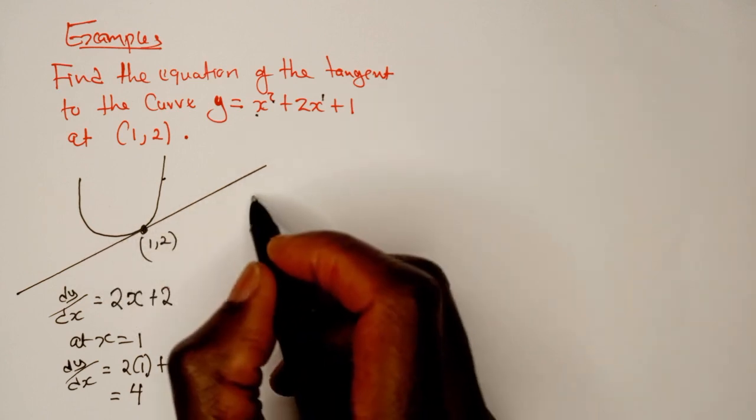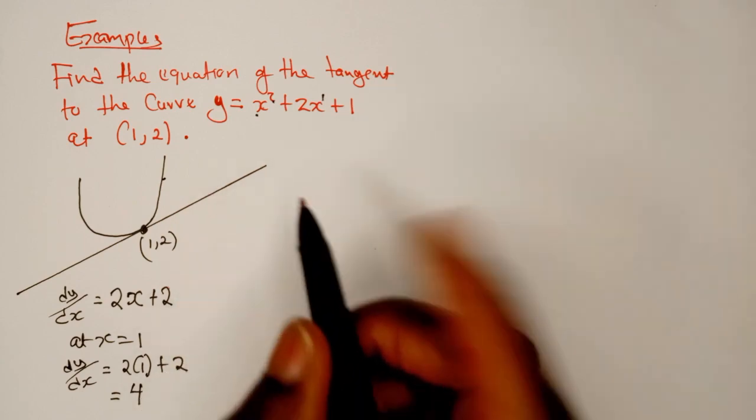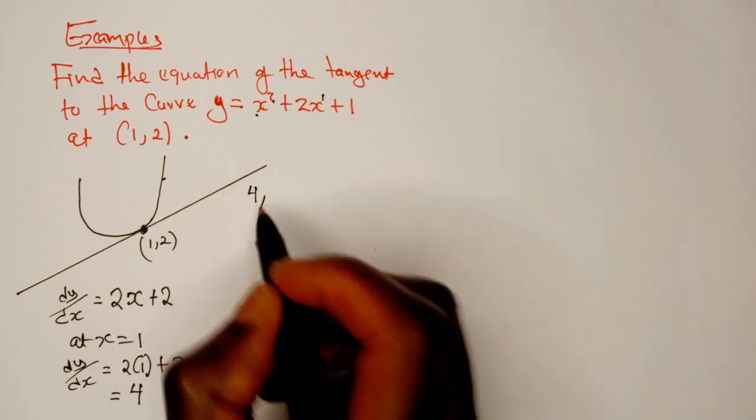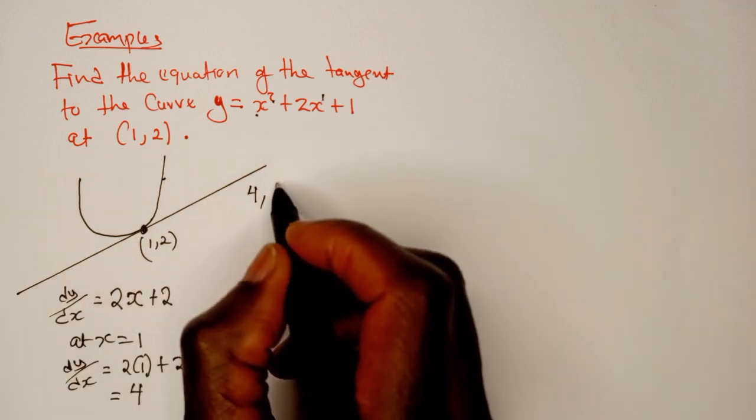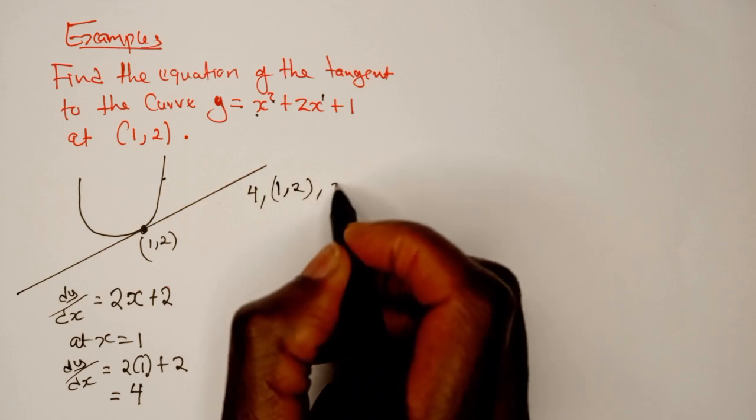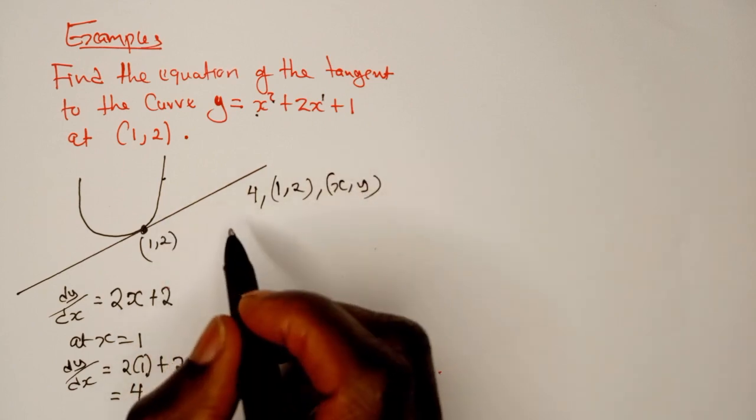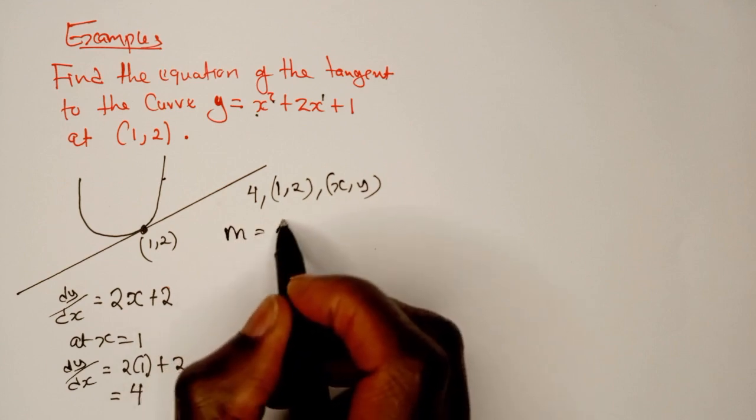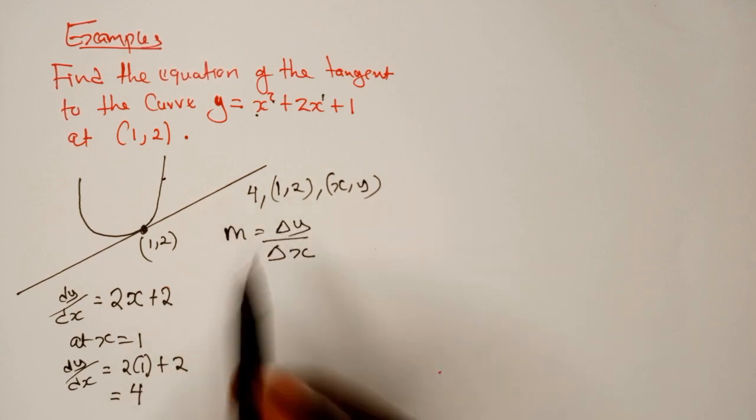So we said, for you to get the equation of a line, you need 3 things. You need the gradient, which we have is 4. We need a point that is passing through that line. Here we have (1, 2). Then we need an arbitrary point (x, y). So we have the three things that we need, and we know gradient is change in y over change in x. So our gradient here is 4.